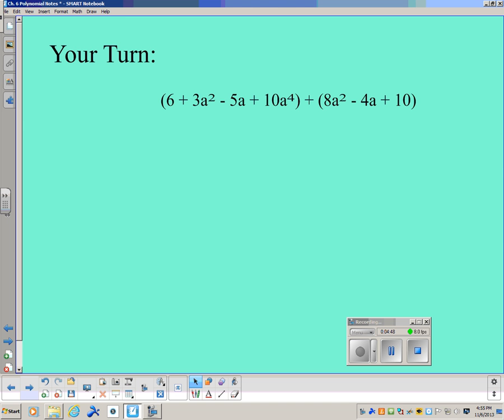So I've got a problem here for you to work out. You can decide if you're going to use the horizontal method or the vertical method. If you're going to use the horizontal method, you can get rid of the parentheses and simply combine like terms. If you're going to use the vertical method, then you want to line them up and put them right underneath each other. So I'm going to give you a minute or so to see if you can figure that one out. So take some time right now and try to figure that out.